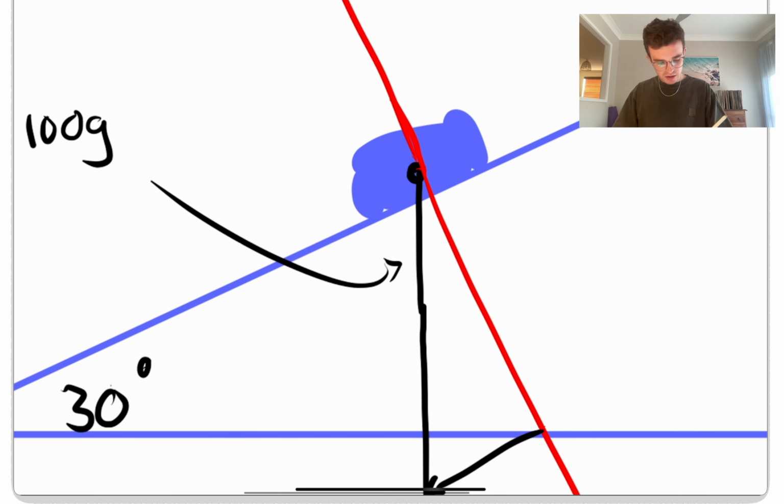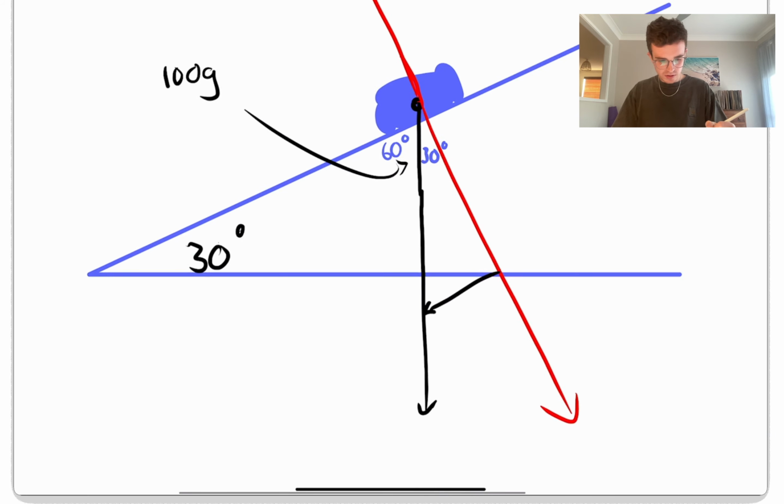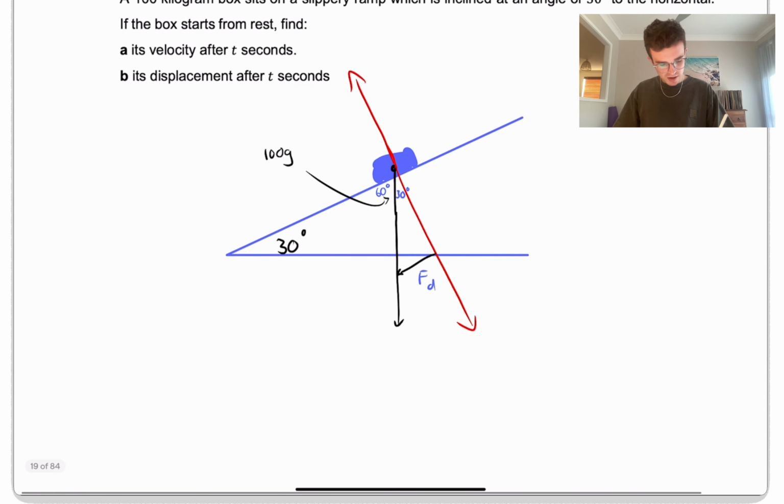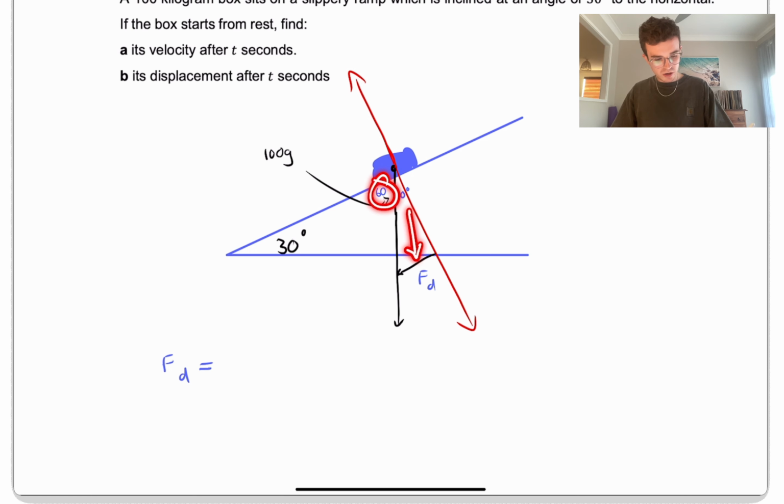Now over here, this is going to be 90 minus 30, which is 60. And then this is a right angle here, so that's going to be 30 degrees in there. And if we call this the force we're after, we call it force D for force down the ramp. The force down the ramp is going to be 100g sine 30, because this is the opposite, and the hypotenuse has the value 100g. So it's 100g sine 30. From here on now, you can just accept that's true. The force down the ramp is sine. The normal force, this one here, is cos.